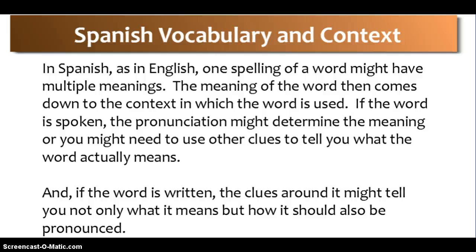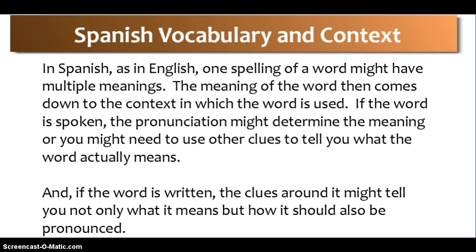Welcome back. This is just a short lesson on the importance of understanding context when working with some vocabulary words in Spanish, and the importance of contextual clues, particularly right now when we're looking at preterite conjugations, and understanding which meaning of the word you are wanting by the clues of the words around it.